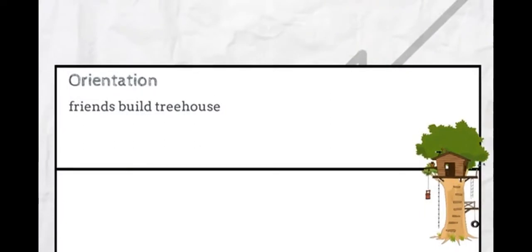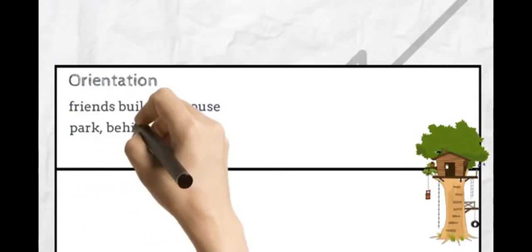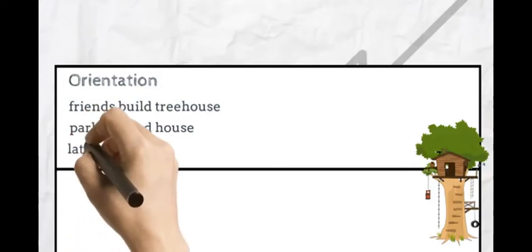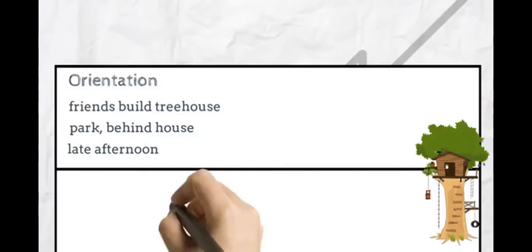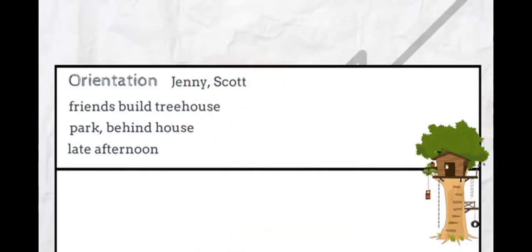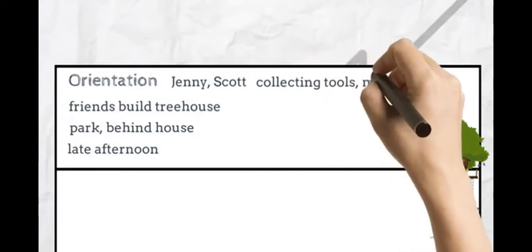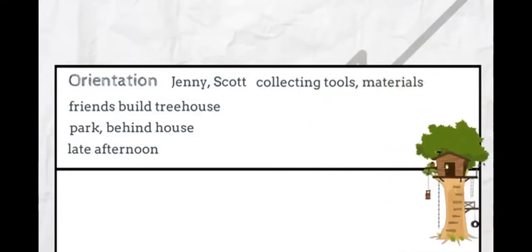I've got a basic idea, but I should add some detail that I can use when I start writing. I need to think about how I'll introduce the characters and the setting to the reader. The setting will be in a park behind one of the friends' houses, perhaps in the late afternoon so it can get dark later in the story. The characters are two friends. I'll call them Jenny and Scott. The story will start with them collecting the tools and materials they need to finish their treehouse.